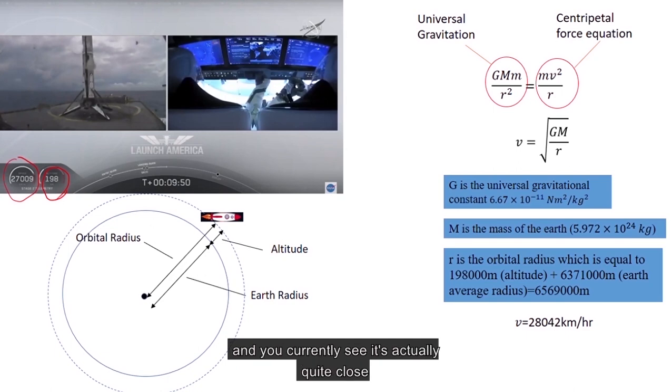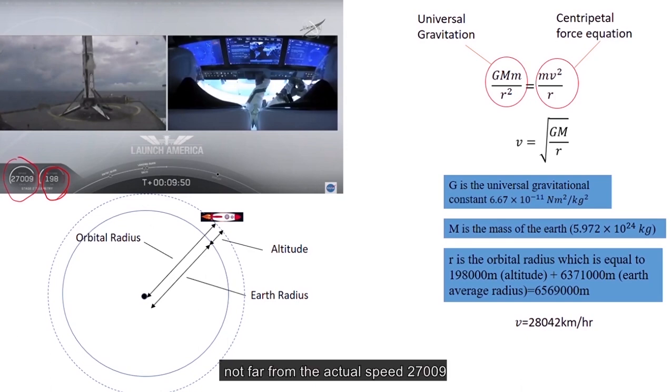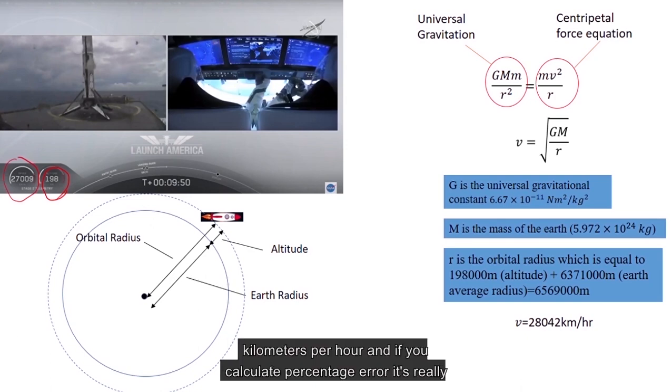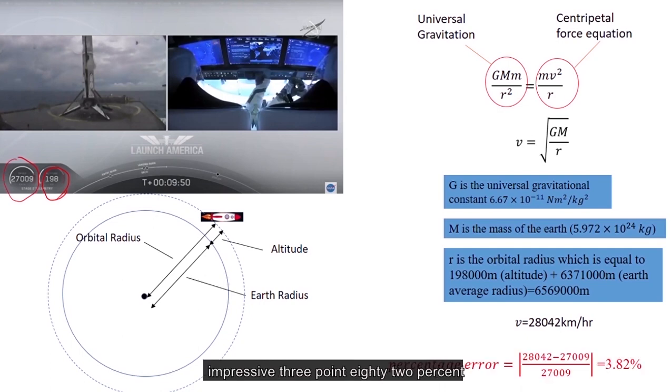And you can already see it's actually quite close, not far from the actual speed, 27,009 kilometers per hour. And if you calculate percentage error, it's really impressive, 3.82% difference. So with this simple equation, we can get a speed really close to the actual speed.